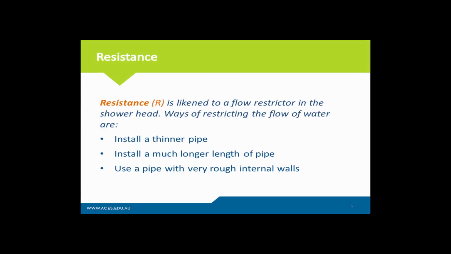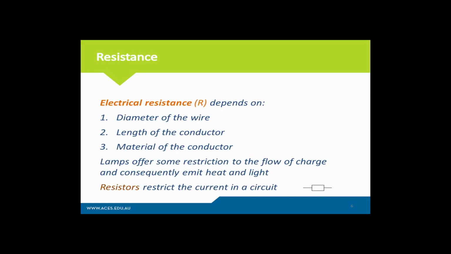So resistance is likened to a flow restrictor in the shower head. Ways of restricting the flow of water through the shower head would be by installing a thinner pipe, installing a much longer length of pipe, or using a pipe with really rough internal walls that increase the resistance to the water flowing. And electricity is very much like that.